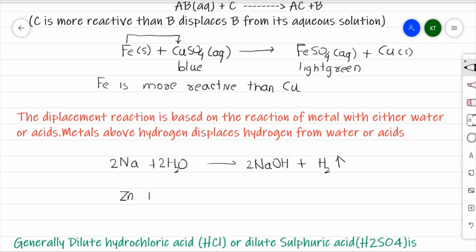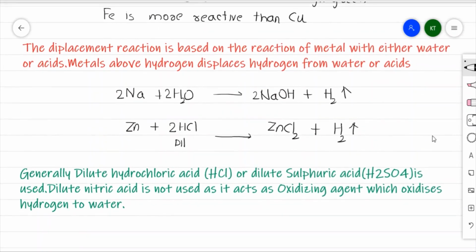I have zinc metal reacted with dilute hydrochloric acid. So zinc is placed above hydrogen in the activity series, and displaces hydrogen from its solution, that is hydrochloric acid. So I'll be getting ZnCl2 plus H2. So zinc is displacing hydrogen from acid.